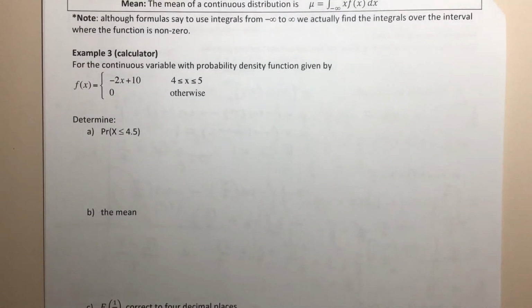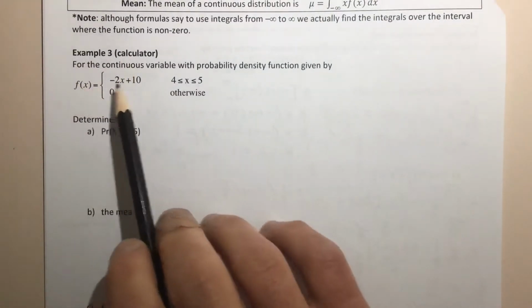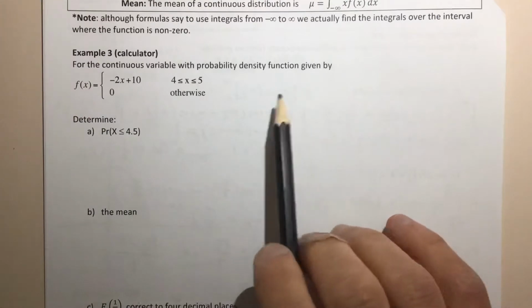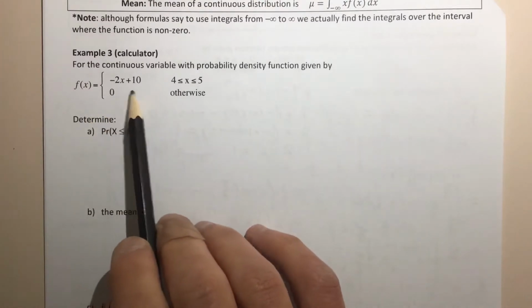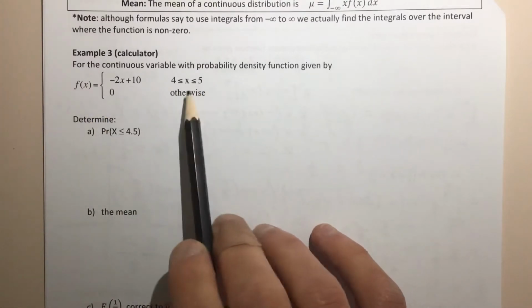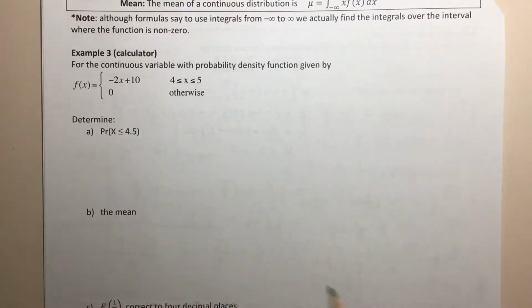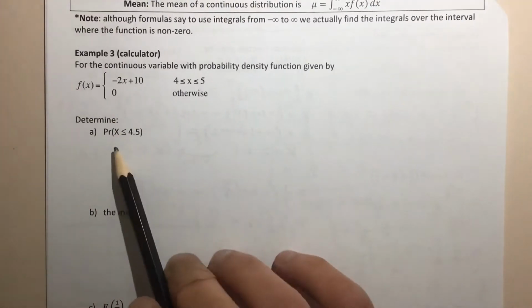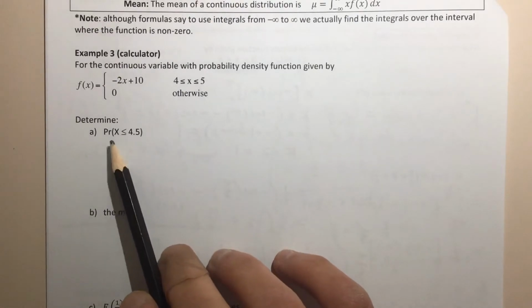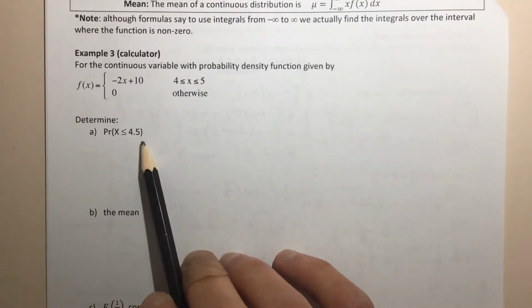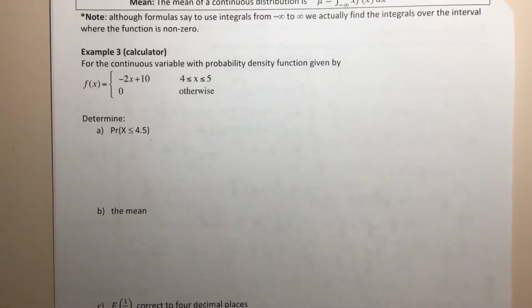In this example, this one's a calculator allowed question. It says for the continuous variable with probability density function given by f of x equals negative 2x plus 10, where x is between 4 and 5, or equals 0 otherwise, we have to find a few different things. The first thing is actually just a probability: determine the probability that x is less than or equal to 4.5. So this isn't finding the mean yet. This is just saying find this probability.